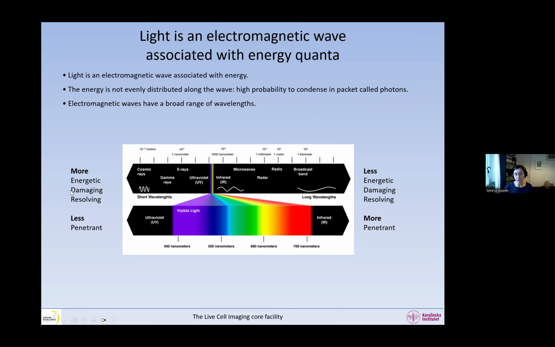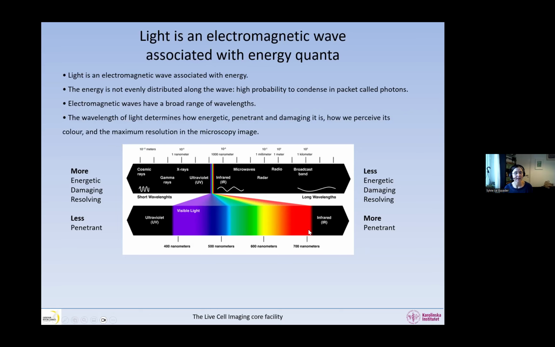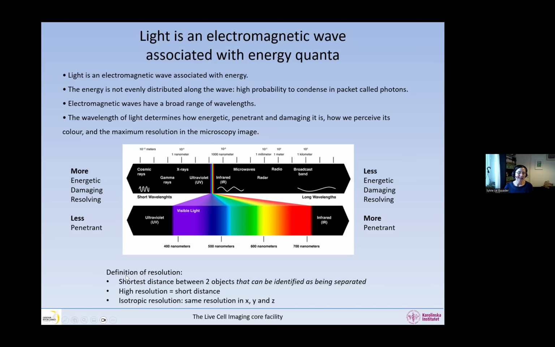Okay, so this is the type of choices that we have to make when we choose the color that we want. Do we go for more resolving power, or do we go for more penetration, for example, and less damage? So the wavelength of light determines how energetic, penetrant, and damaging the light is, and also how we perceive its color, and the maximum resolution that we can get in the microscopy image. And we will talk about all this during the course. You will be experts.